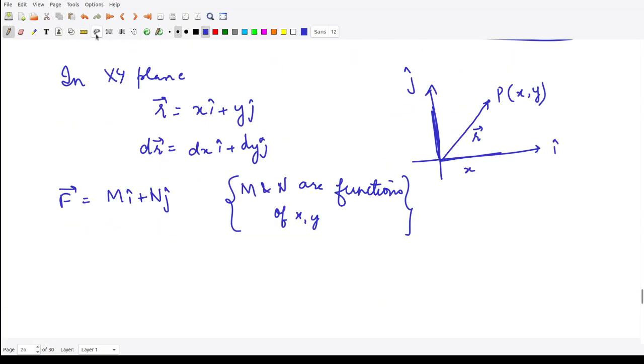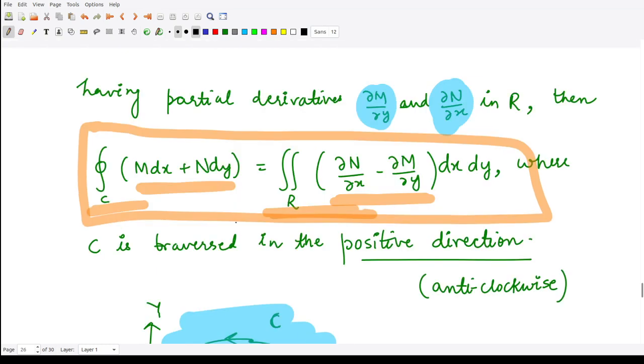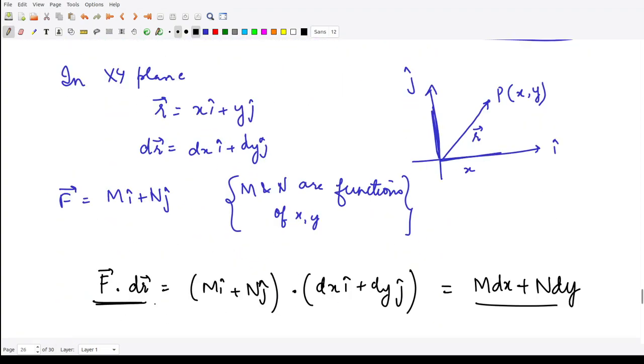So using this, I can now define the vector F dot the vector dr. So what would this be? It would be M i cap plus N j cap dot the vector dx i cap plus dy j cap. So when you perform this dot product, it would be equal to M dx plus N dy. So if you notice, this quantity is the same as this quantity over here. So that means in place of this M dx plus N dy, you can now write the vector F dot the vector dr. So this is one portion.